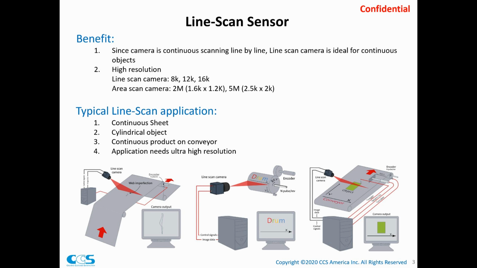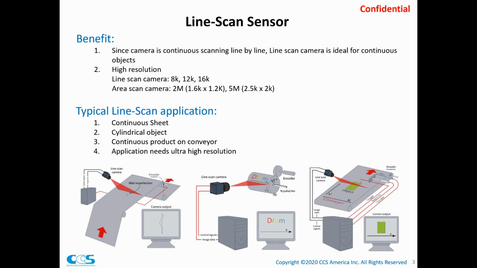So the first application to the third one are all because of the benefit that line scan can scan continuously line by line. And the last application will be the high resolution. If it's some application where we need ultra high resolution, for example some wafer inspection, we also consider using line scan camera.